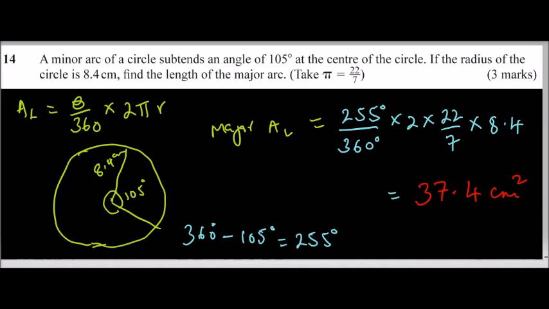Let's see how we award the marks. You get 1 mark for getting the angle of the major arc. You get 1 mark for the formula of finding the length of the major arc, and you get 1 mark for getting the answer. That adds up to 3 marks.